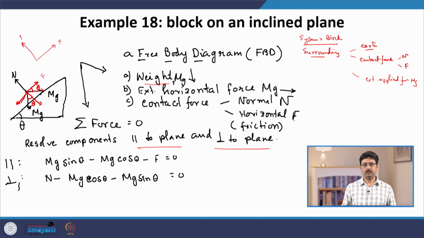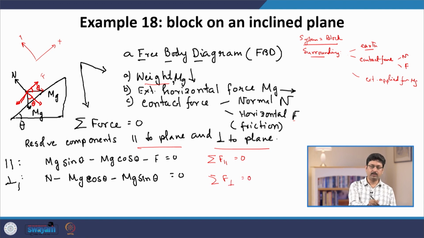Once we have this free body diagram, we apply the condition of mechanical equilibrium: the sum of all forces parallel to the surface must be 0, and the sum of all forces perpendicular to the surface must also be 0.